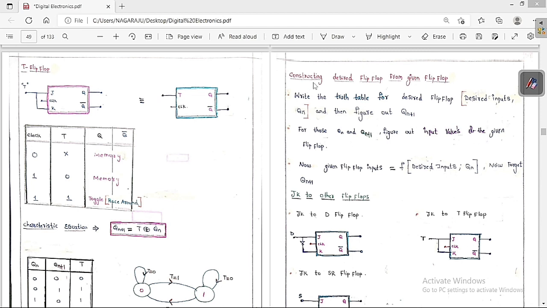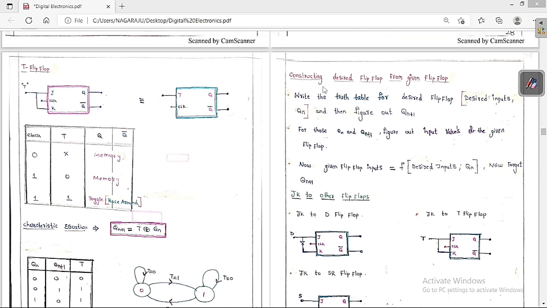Now we are going to learn another important concept, which is constructing a desired flip-flop from the given flip-flop. Basically, some flip-flop is given, and based on this given flip-flop we have to do some modifications and then get the desired flip-flop. That is the meaning of this.